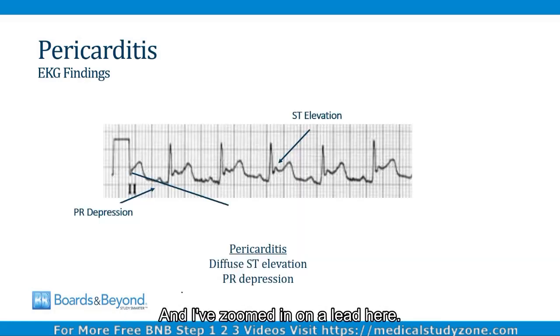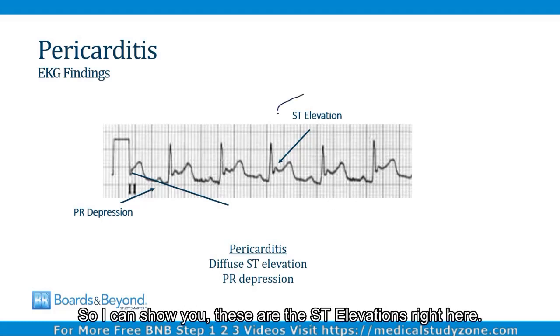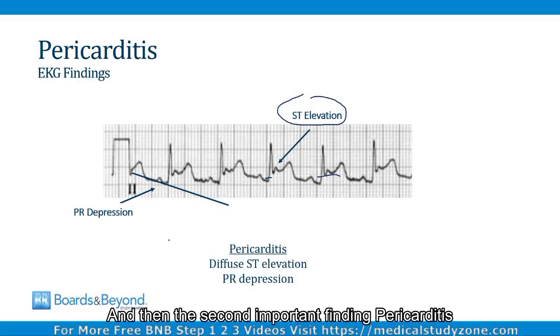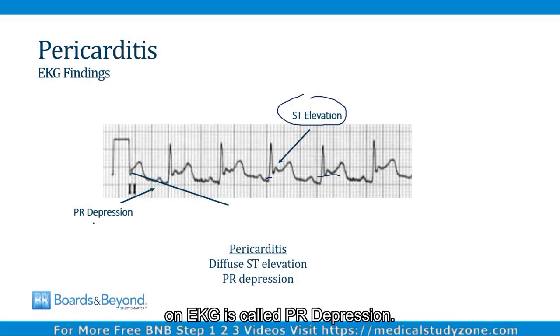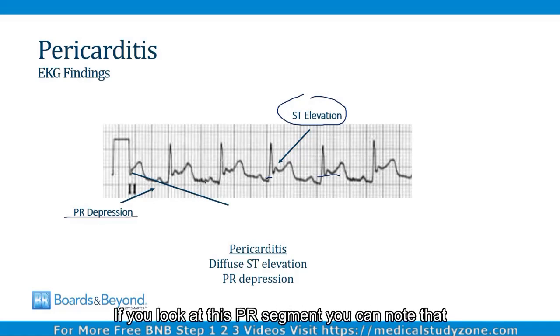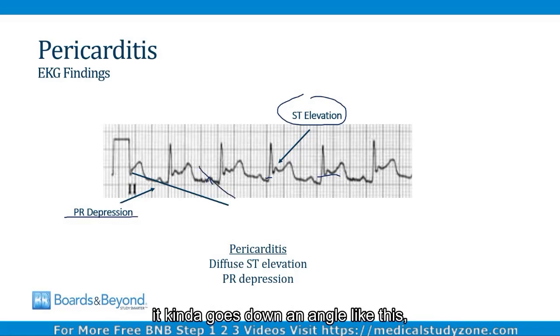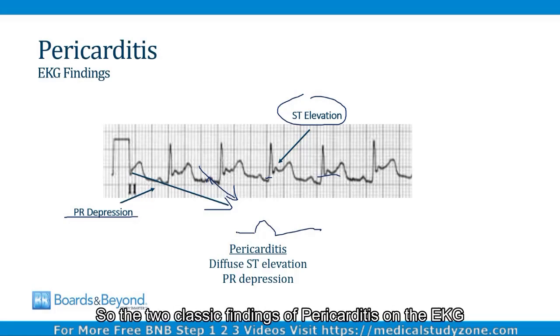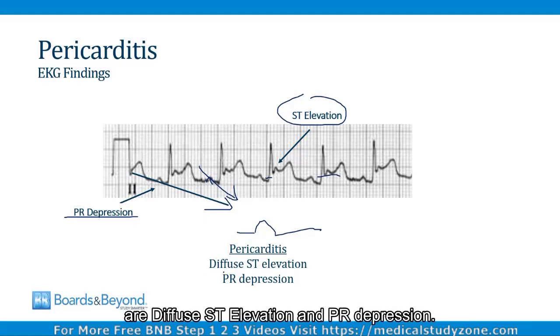And I've zoomed in on a lead here so I can show you. These are the ST elevations right here. You can see them in all the QRS complexes of this lead. And then the second important finding of pericarditis on EKGs is called PR depression. If you look at this PR segment, you can note that it kind of goes down at an angle like this. I've sort of drawn an arrow here. Normally the PR segment is completely flat and doesn't angle downward like this. So this is referred to as PR depression. So the two classic findings of pericarditis on the EKG are diffuse ST elevation and PR depression.